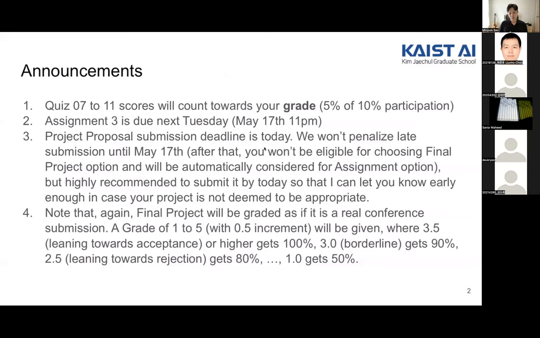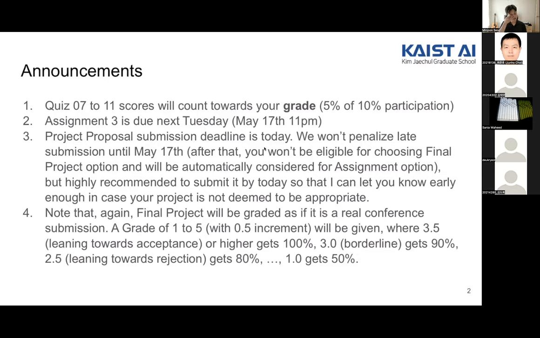Which means that for many of you who haven't planned, or who don't plan, to submit to the NLP conferences, I don't think the final project is a good option. So please do the assignments. The final project will be graded by the TAs as if it is a real conference submission. So a grade of 1 to 5 will be given, okay?